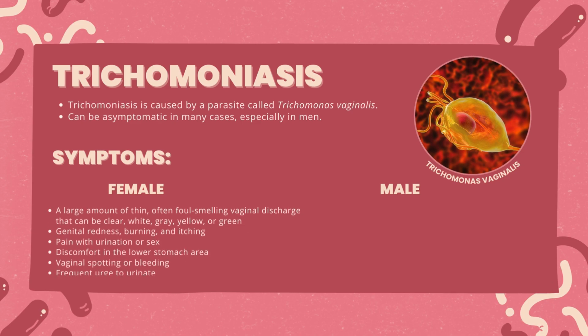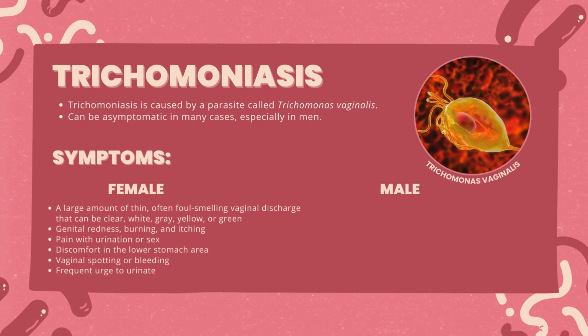Women experience a large amount of thin, often foul-smelling vaginal discharge that can be clear, white, gray, yellow, or green. Other symptoms include genital redness, burning, and itching, pain with urination or sex, discomfort in the lower stomach area, vaginal spotting or bleeding, and a frequent urge to urinate.